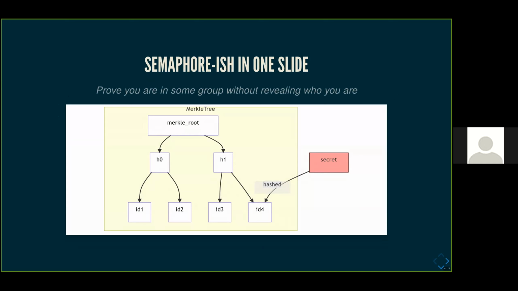So this is essentially a high level of how Semaphore works. You prove that you know some secret that hashes to one of the leaves of a Merkle tree. So what comes out of this part of the circuit is basically just the Merkle root and a verification that you know some secret that hashes to one of the leaves.